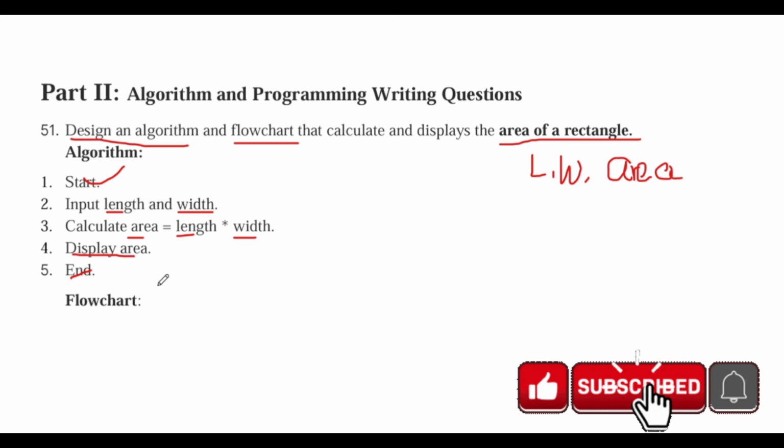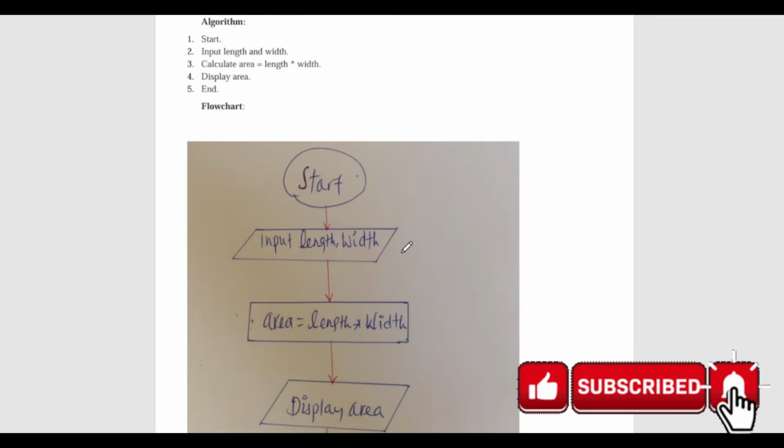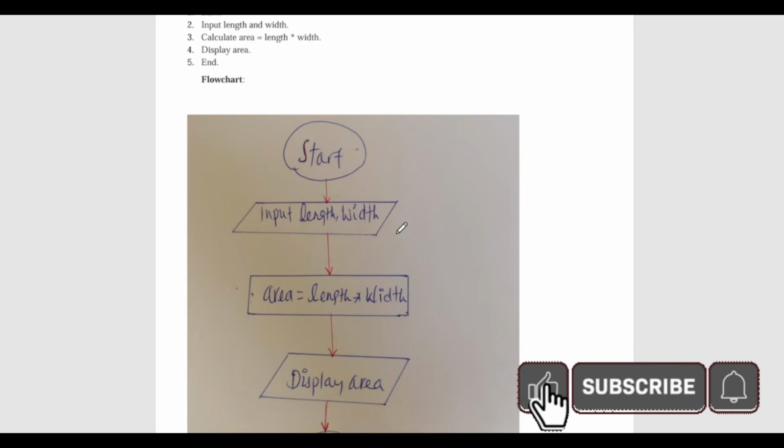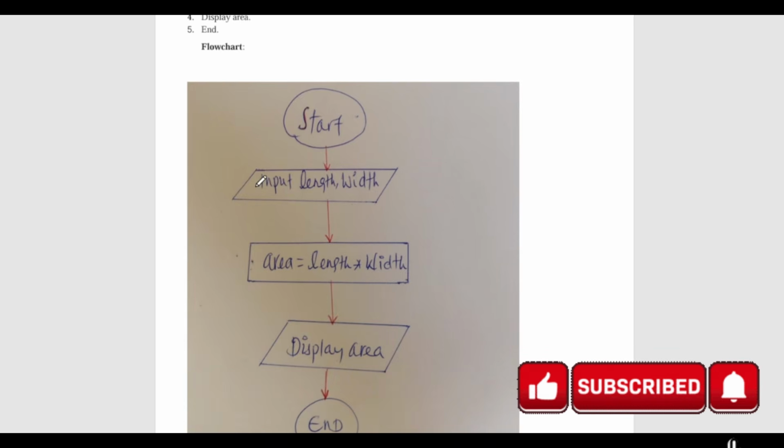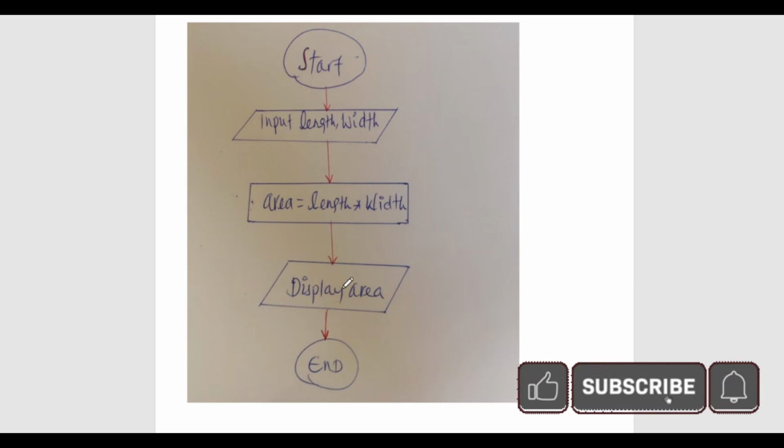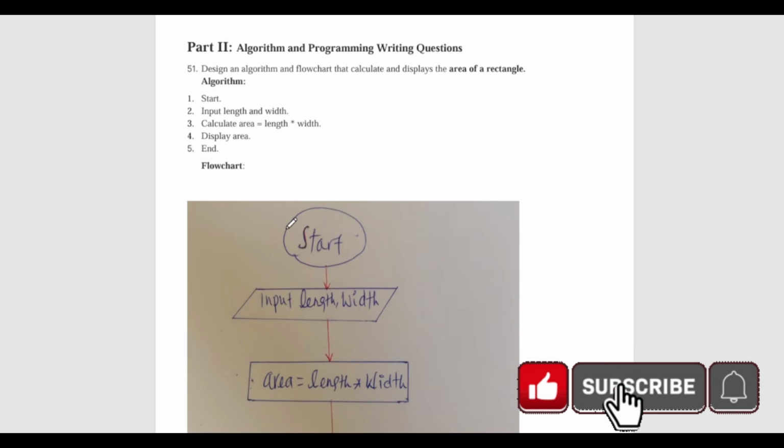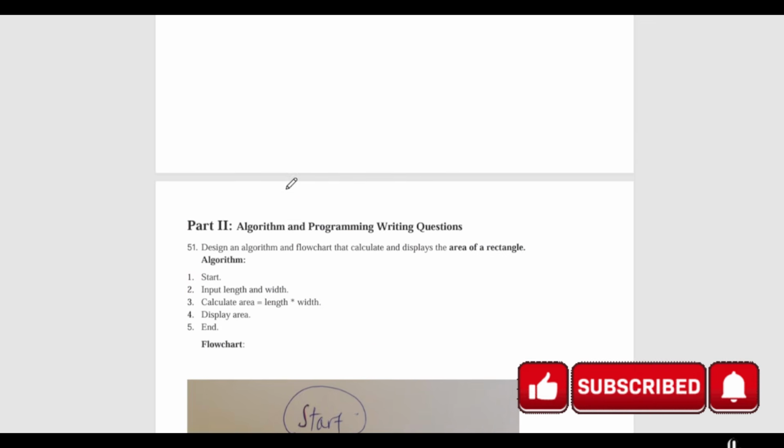What are the symbols you have to use in flowchart design? Start, parallelogram symbol for inputs. You can use a rectangle for computation or calculation. Again, you can use a parallelogram for outputs. Finally, you have to use an oval or circle for end. This is the algorithm.